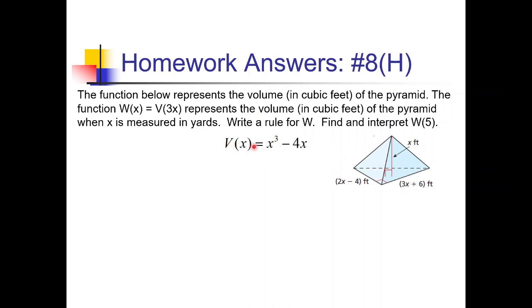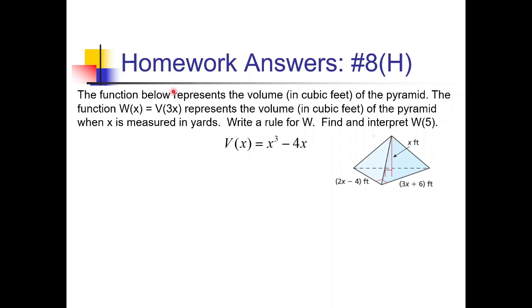Here's where the problem is. So the function w of x, they're saying equals v of 3x. That's the volume of the pyramid when x is measured in yards. So if the numbers I'm plugging in are no longer feet numbers but yard numbers, the actual distance has been tripled because we have 3 feet in a yard. So they just want us to write a rule for w and then find and interpret w of 5.